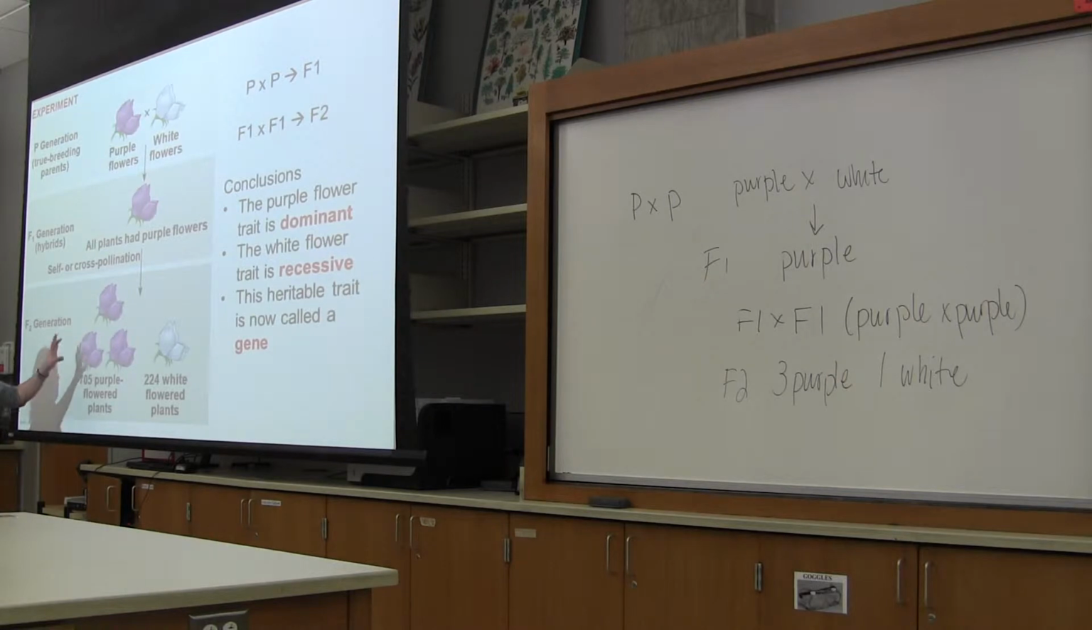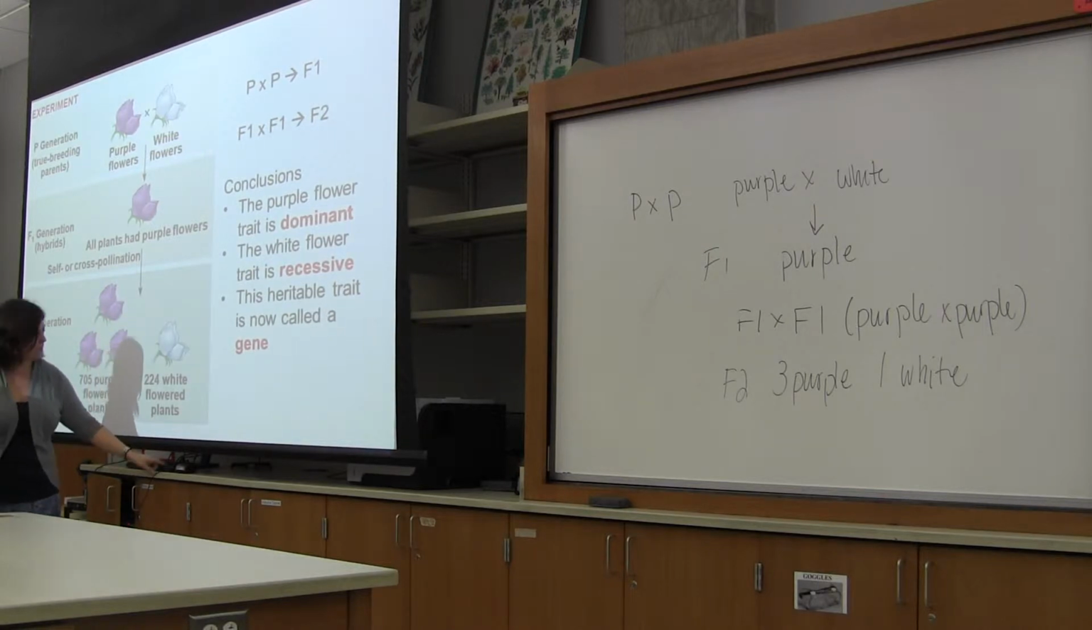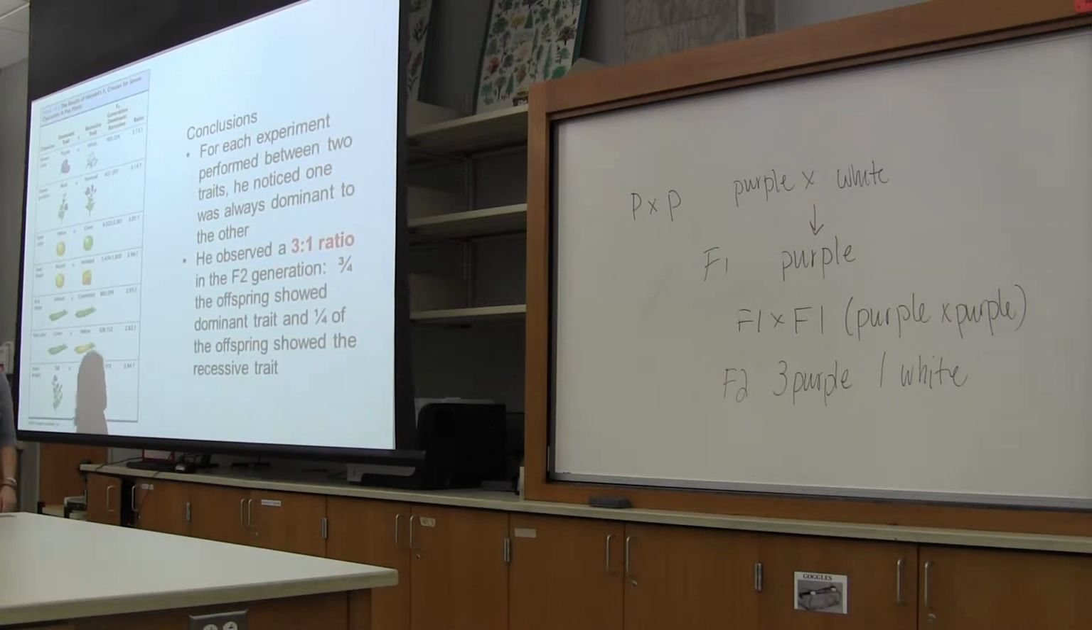So when we're talking about these traits, we're essentially talking about genes. So in other words, the purple flower gene is going to be dominant to the white flower gene, which is recessive. And so he continued to do these experiments, and he did it looking at several different phenotypes. And in all of these tests that he did, he took two traits that were opposite of one another, just like the purple and the white.